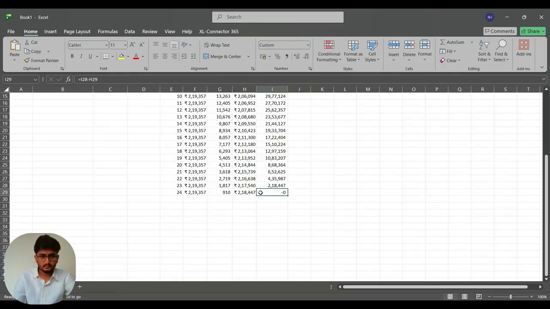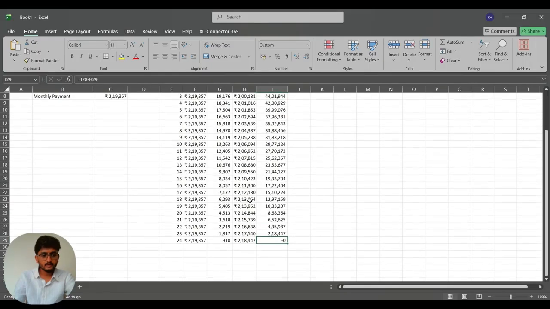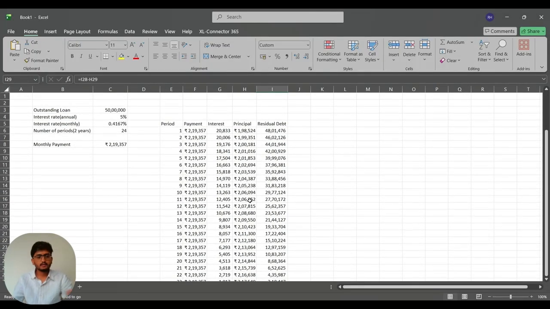So the next was the key insights. The interest reduced every month because interest is calculated on the remaining balance. The interest amount keeps shrinking. Principal repayment increases every month. EMI is fixed. Interest decreases and principal increases.